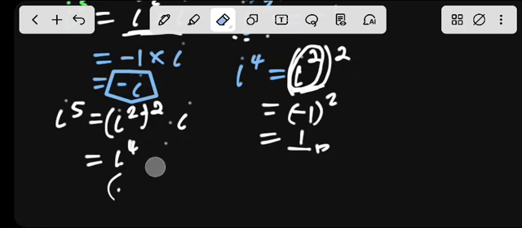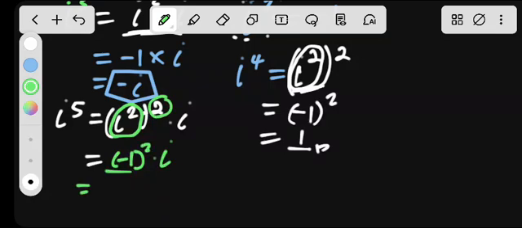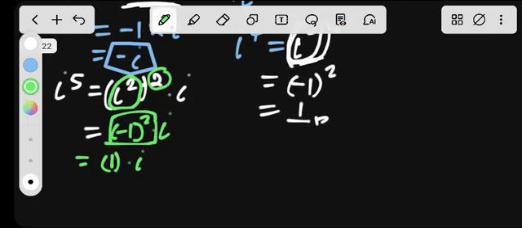But however, why we did this is because we know this guy, i raised to the power of 2. This is simply equal to minus 1. But we have our 2 there. You replace that 2, multiplied by i. And then this simply could be equal to positive 1 multiplied by i. But now this will be i.